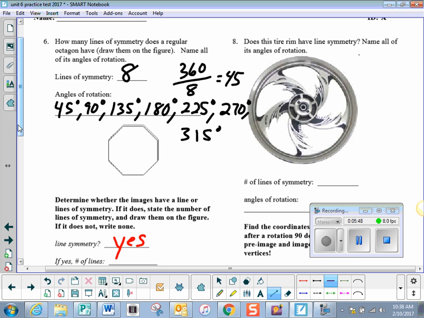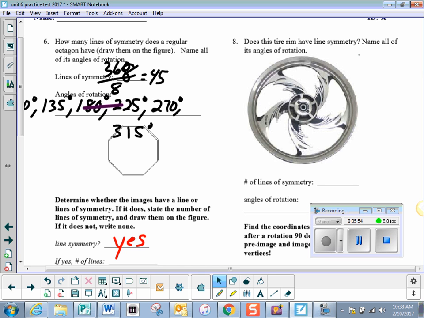Number 8, does this shape have rotation symmetry? Okay, well, if I turn it, will it be the same? Okay, what do you guys think? Yes. If I turn this, will it be the same? Yes. That is correct. Yes. Okay, we can prove it if you don't believe me.